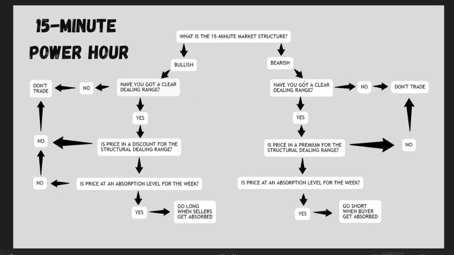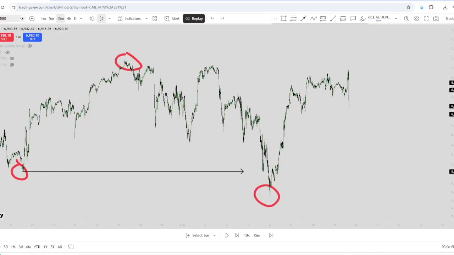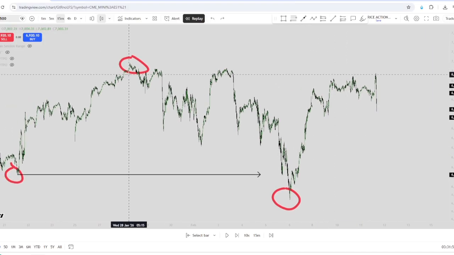Now, once we have our dealing range, so we have a clear dealing range, is price in a premium? Let's try and understand what a premium is. A premium is essentially the idea of selling high and buying low.